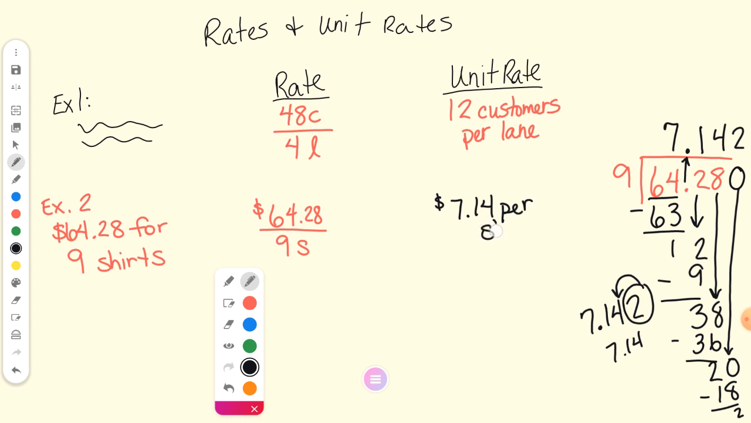$7.114 per shirt. Okay. That's all we have to do. So there's 10 problems. The first 5, you have to do the long division. The second 5, you can type into your calculator 64.28 divided by 9. Just be careful because you'll get long numbers sometimes.